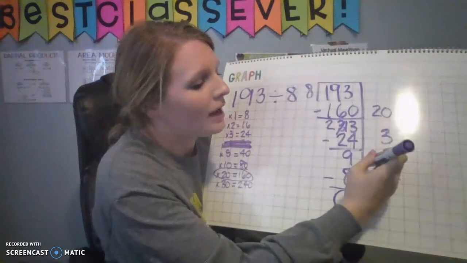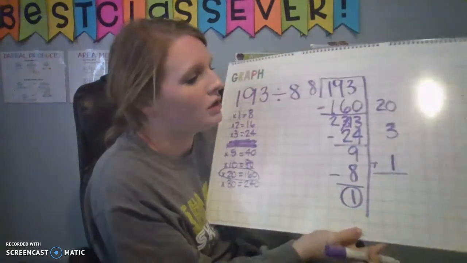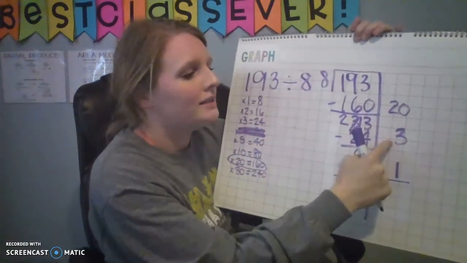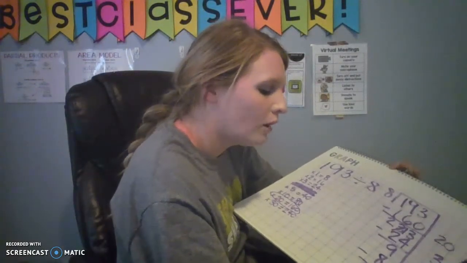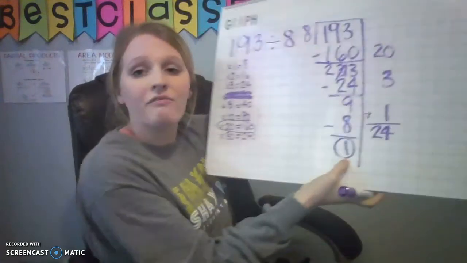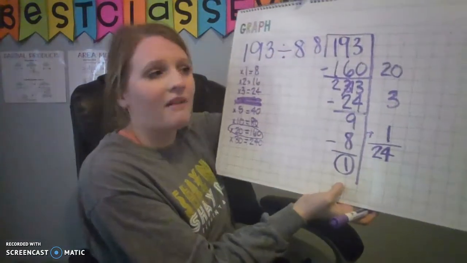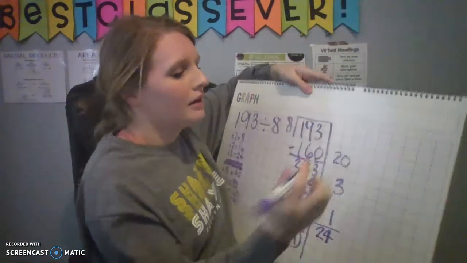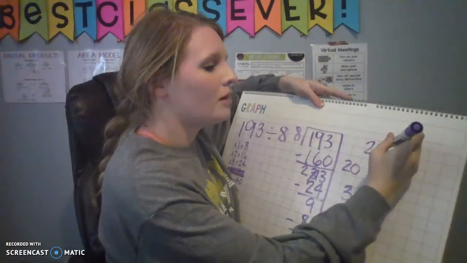And then I just need to add for my quotient over here. So I'm going to add 20 plus 3 plus 1, which is going to give me 24. And then I have my remainder down here. So in order to get my final answer, I need to write these together. So my final answer here would be 24 with a remainder of 1.